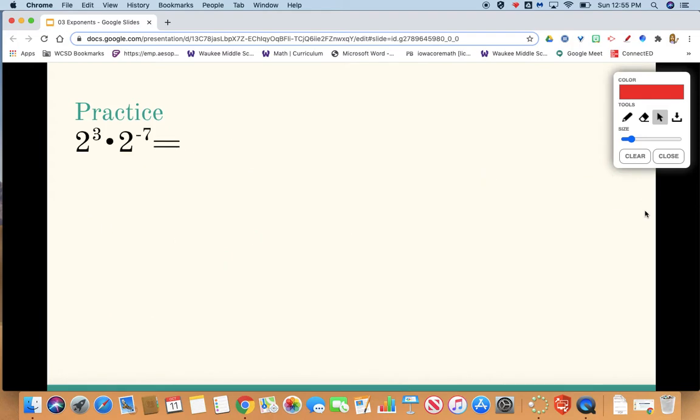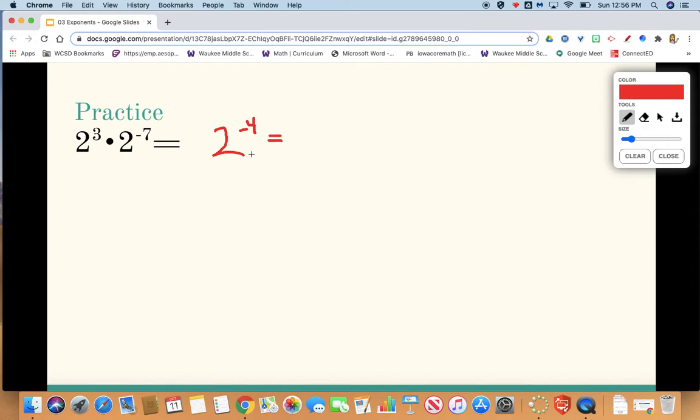Let's try a few where we actually have some steps to take before we can write the exponent and the final answer. So we're going to practice those multiplying and dividing tricks that we talked through in previous lessons. 2 to the 3rd times 2 to the negative 7th. What do we do with the exponents when we're multiplying bases that are the same? We add them. So 3 plus negative 7 would give us negative 4. We keep the base the same, 2.